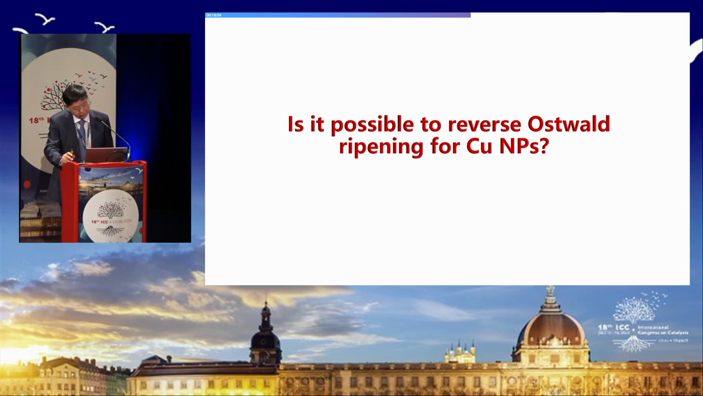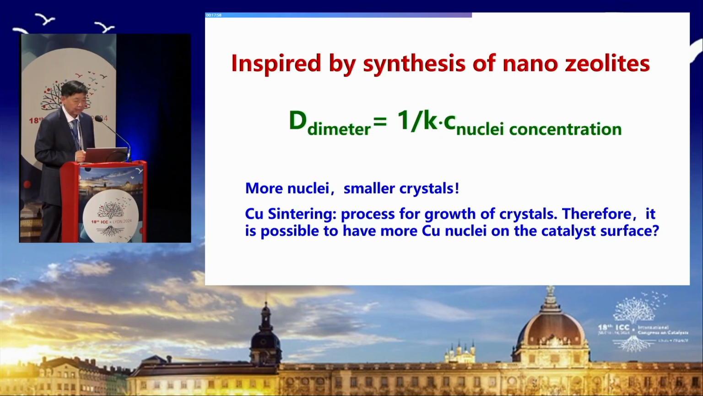The question is: is it possible to reverse Ostwald ripening for copper nanoparticles? Inspired by our synthesis of zeolite, we found the crystal diameter is strongly dependent on the nuclei concentration. We always found more nuclei give smaller zeolite crystals. So we think the copper sintering is a similar thing, also a process of crystal growth. Therefore, it's possible to have more copper nuclei on the catalyst surface.